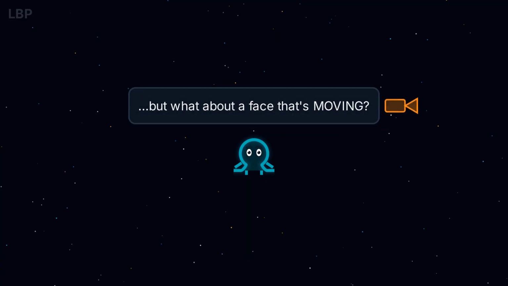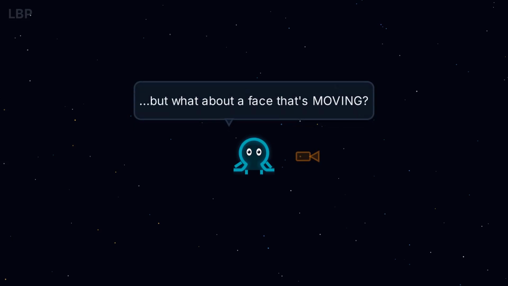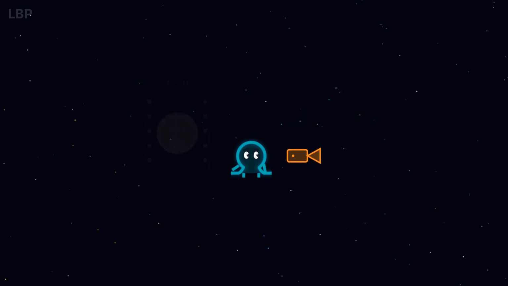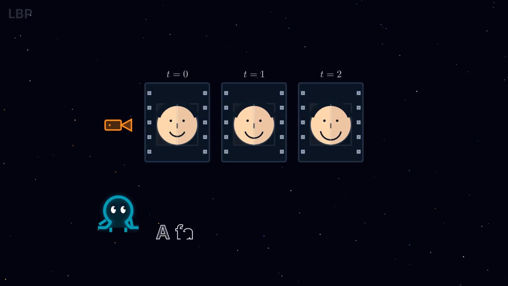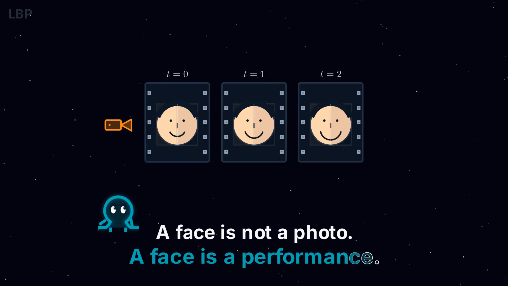But what happens when the face is moving in a video? We've built a descriptor for still photos. But faces aren't static, they move, shift expressions, and change over time. The moment we introduce time, a completely new set of information opens up, containing crucial dynamic details that a static LBP map simply cannot capture.